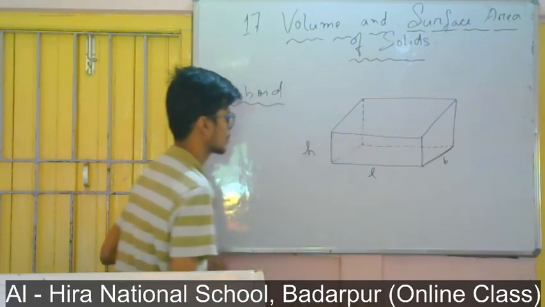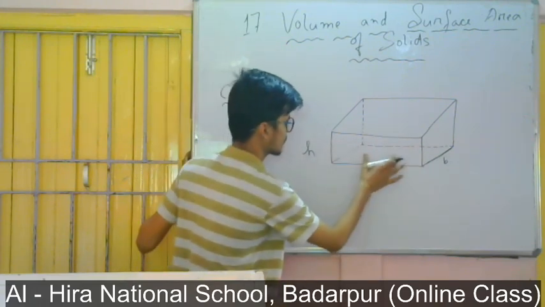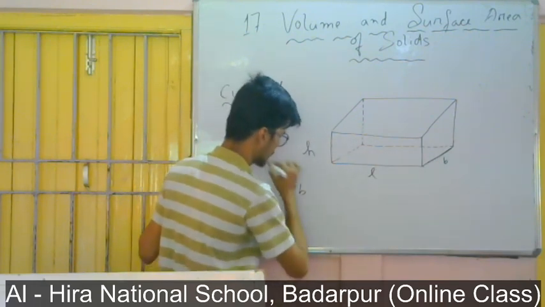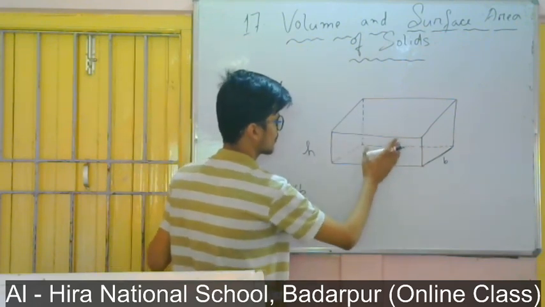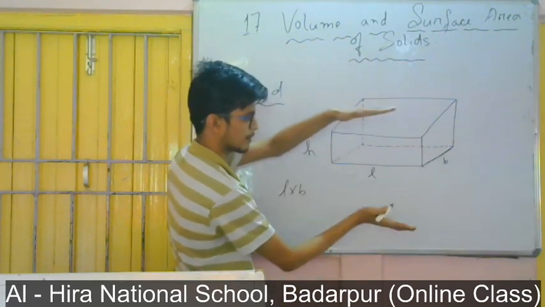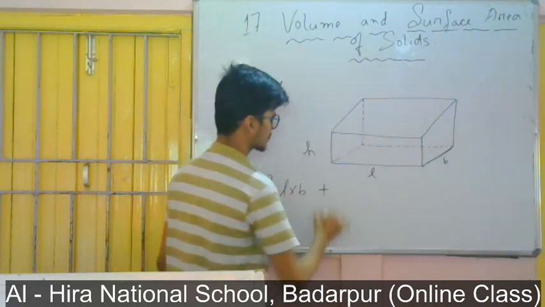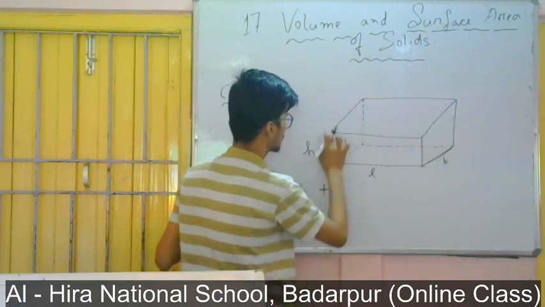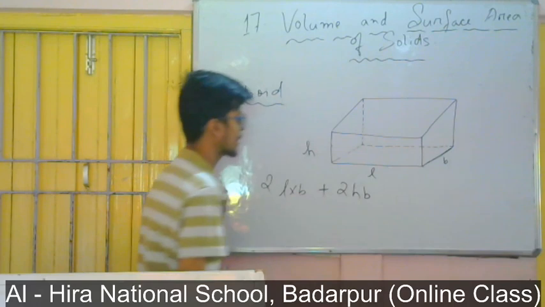If I want to find the area, for this one part, it is length into breadth. We know the area of a rectangle is length into breadth. For the base, the lower part, and the upper part, there are two of them, so 2 length into breadth. Plus, the area of this side and this side is the same, with height and breadth, so the area will be h into b, 2hb.